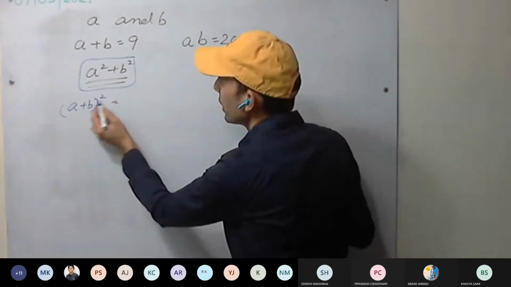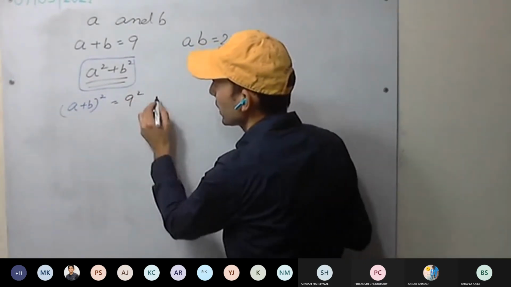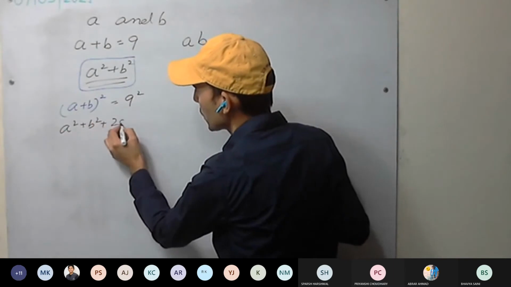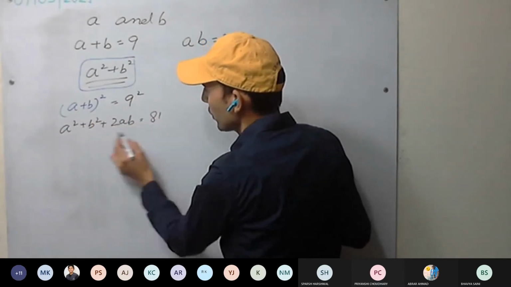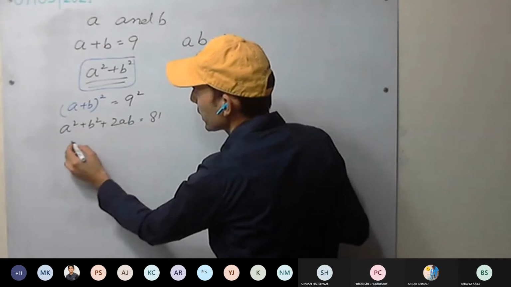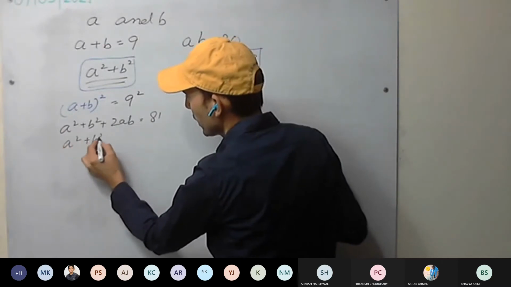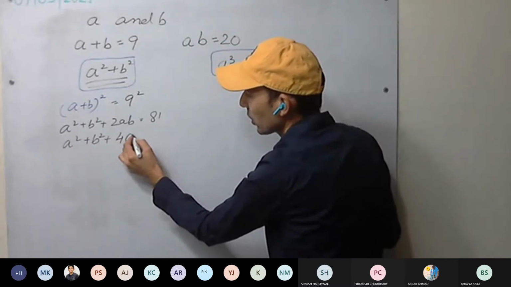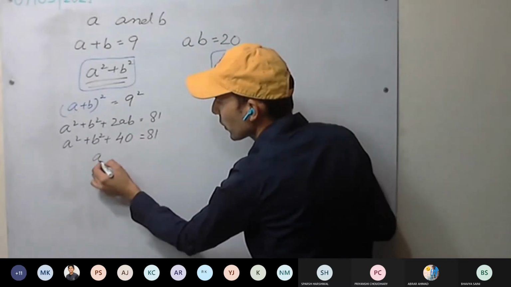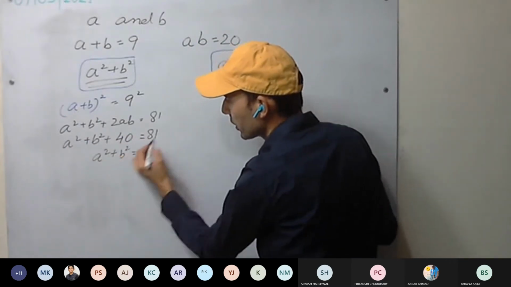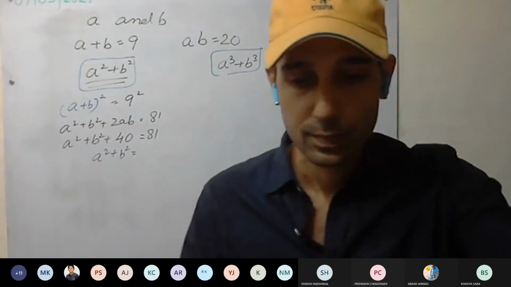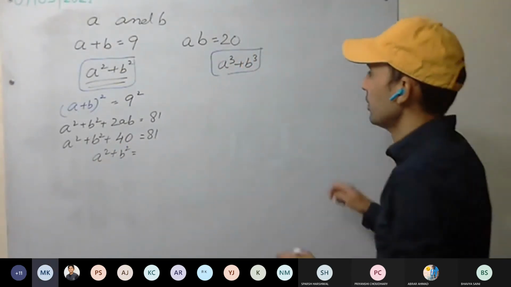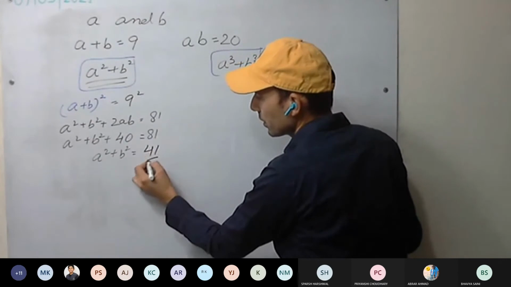It's very easy. Equal to 9 square. So it will be A square plus B square plus 2AB equal to 81. This you have to calculate. A square plus B square plus 2AB, with AB 20, it will be 40, equal to 81. So A square plus B square, how much have you got? 41? Okay.